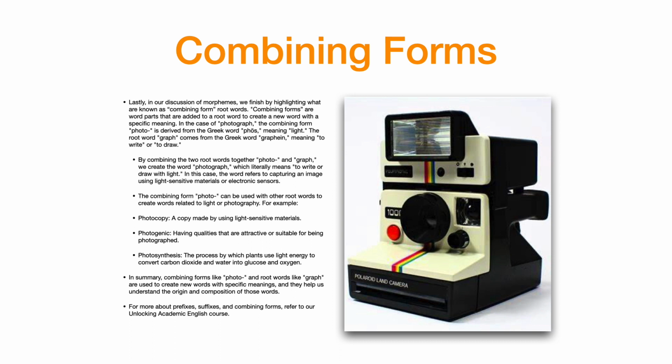In summary, combining forms like photo and root words like graph are used to create new words with specific meanings, and they help us understand the origin and composition of those words. For more about prefixes, suffixes, and combining forms, refer to our Unlocking Academic English course.